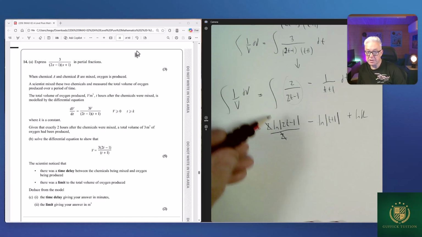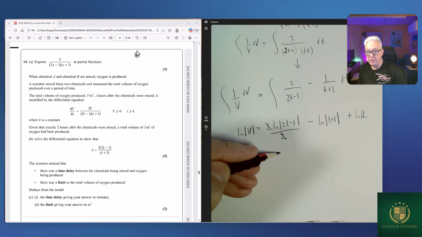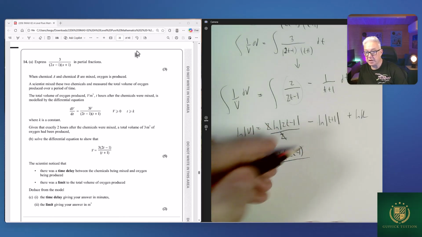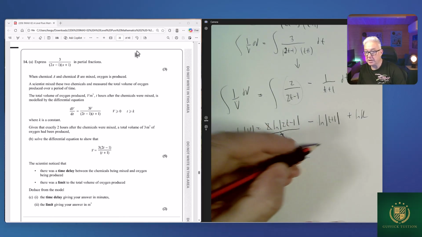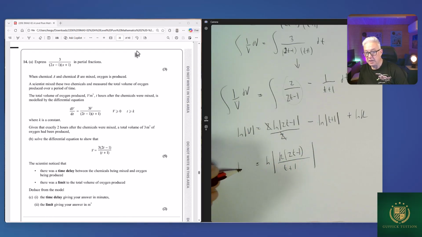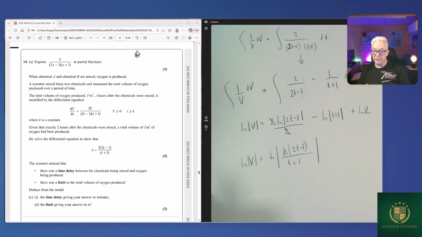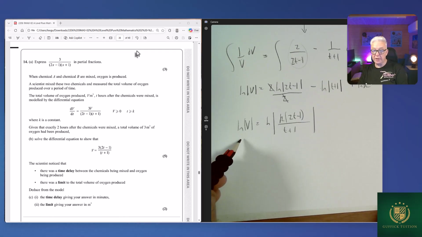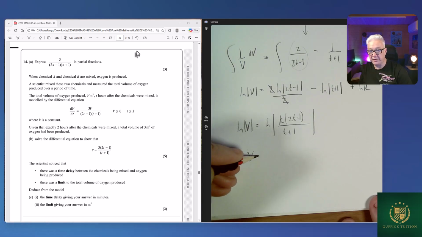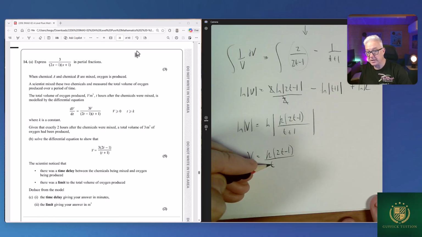Using our laws of logs, the addition is going to become a product. So we're going to have k times (2t - 1), and the whole thing's going to be divided by t + 1 because that's a subtraction. And we're going to have the natural log of that whole thing is equal to the natural log of v. So now, once we've got to the stage where we've got ln of something equals ln of something, we can reverse our logs and write that as v is equal to k times (2t - 1) over (t + 1).